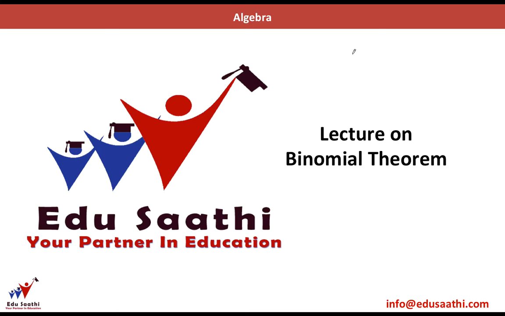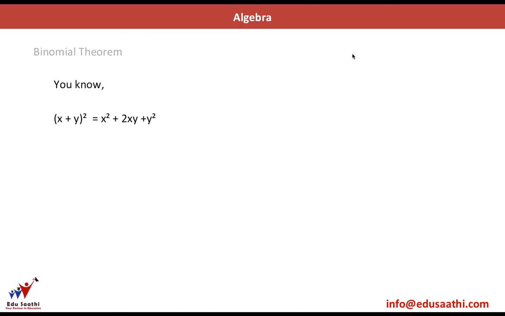Today we'll discuss the topic of binomial theorem. So let's get started. I hope all of you know what x plus y whole square is, which is x square plus y square plus 2xy. Likewise, you must also know what x minus y whole square is. It is x square plus y square minus 2xy.